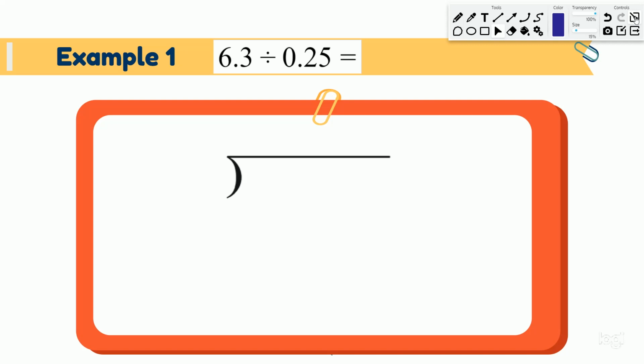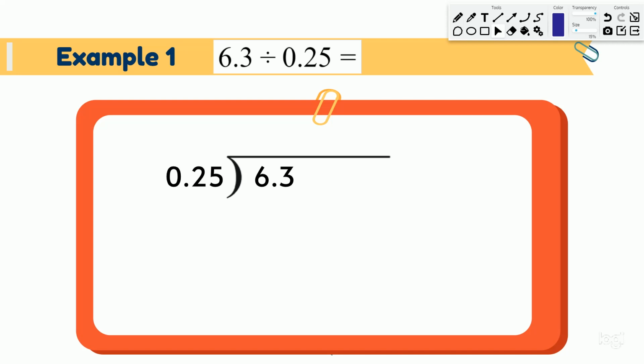All right, so we have two examples that we're going to do today. The first example is up here on the top. It's 6.3 divided by 0.25. So 6 3/10 divided by 25 hundredths. So the 6.3 needs to go inside, and the 0.25 needs to go on the outside.